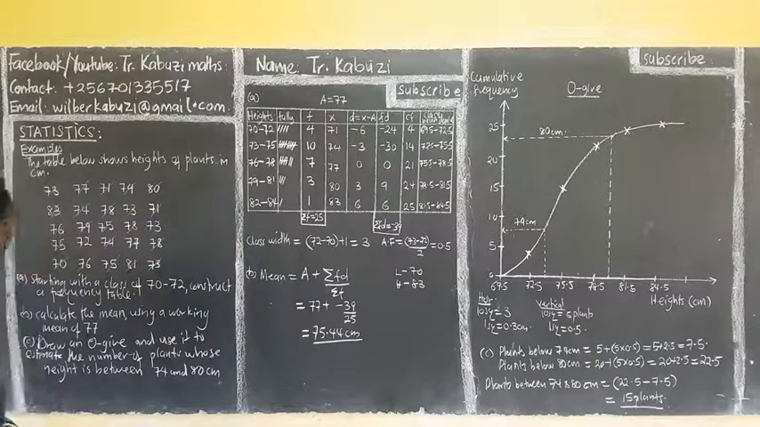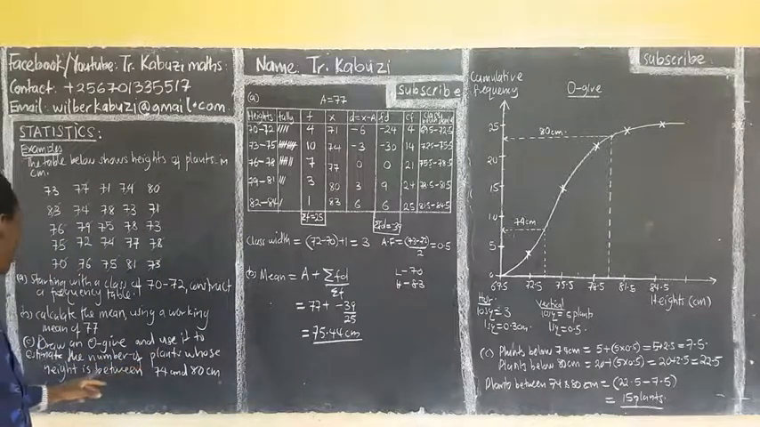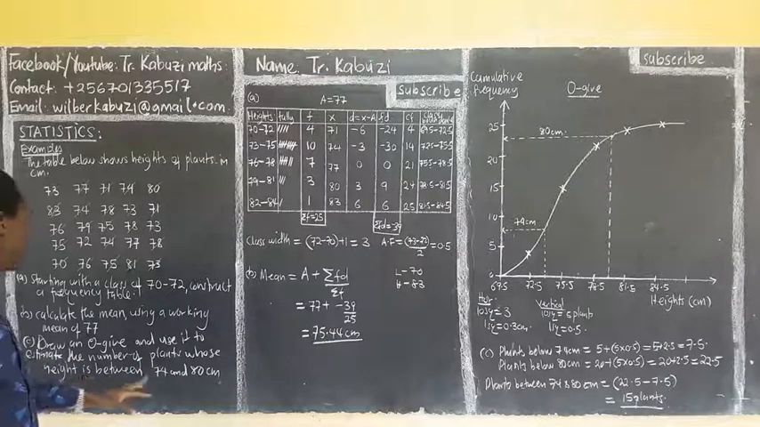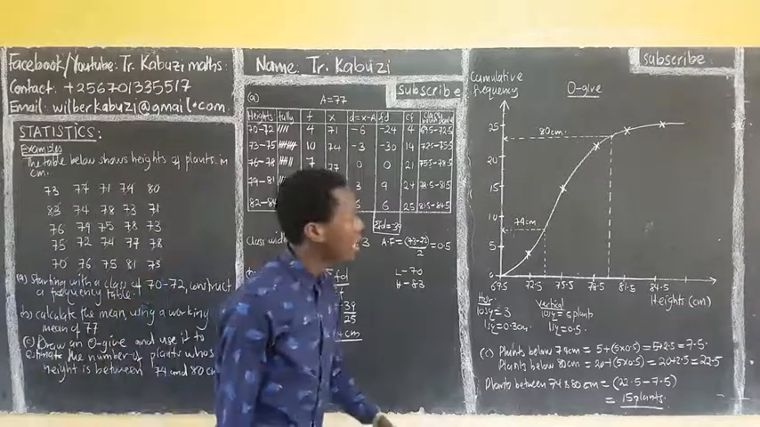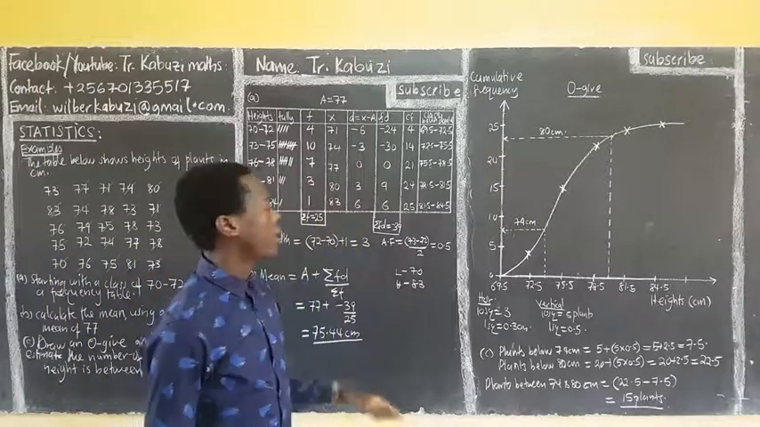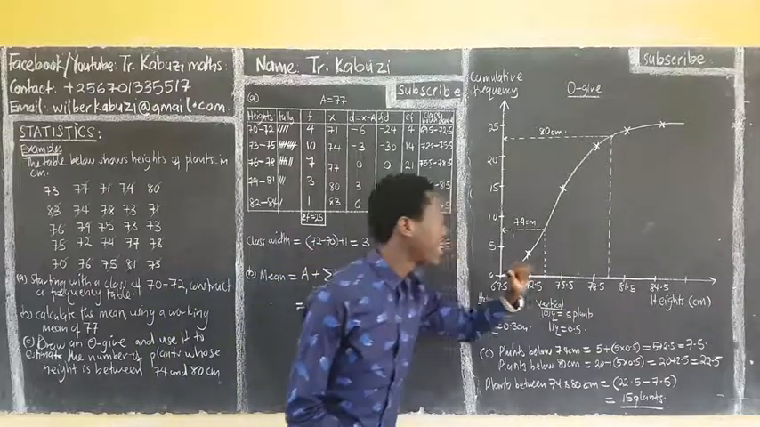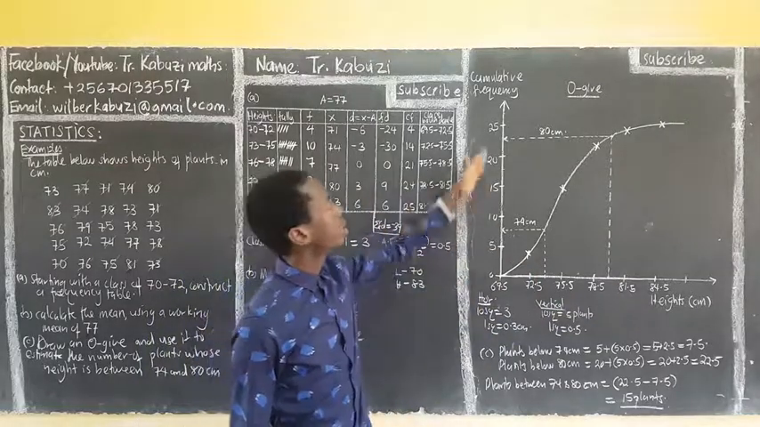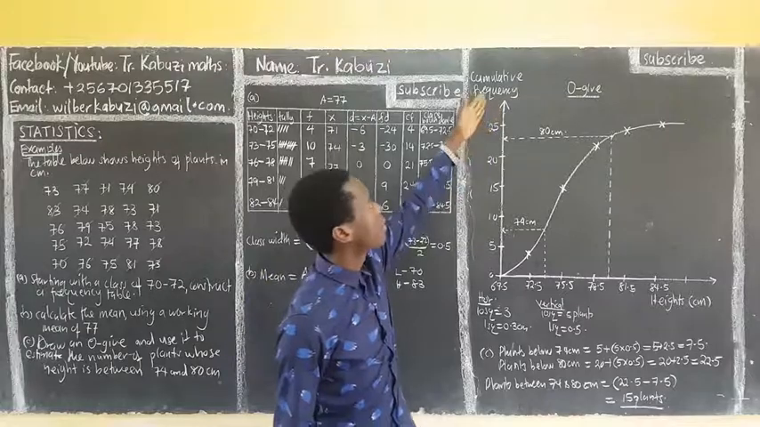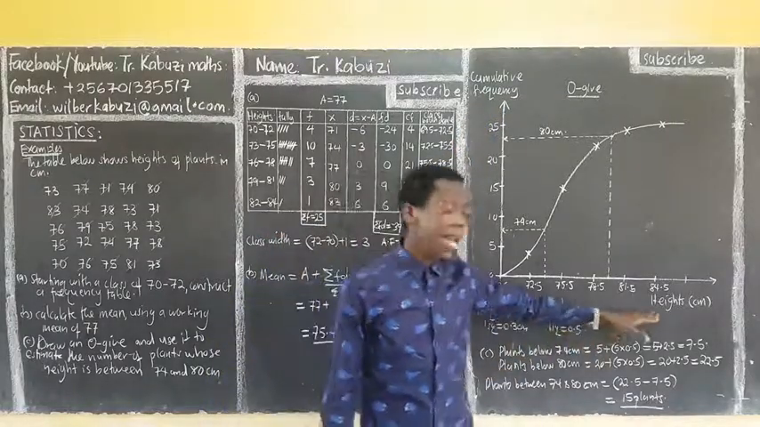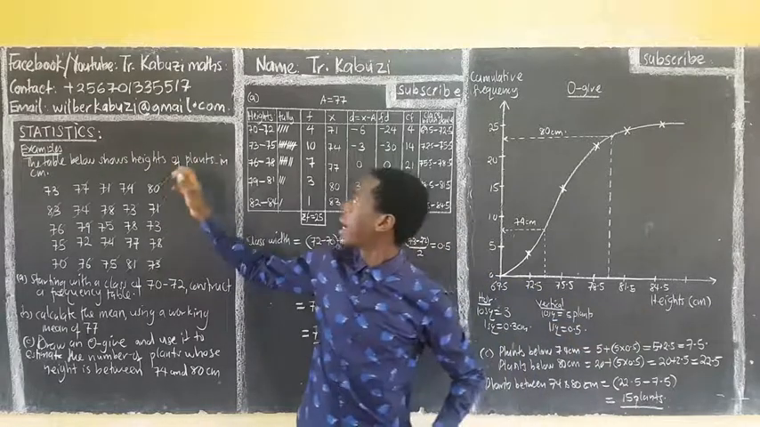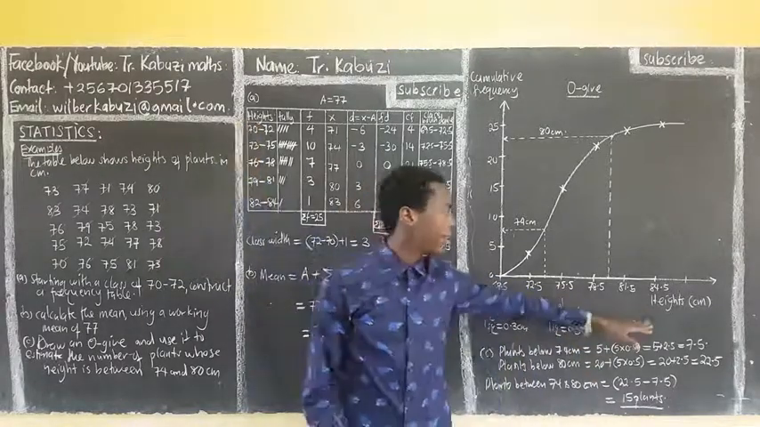So now they are telling us to draw an OGIVE and use it to estimate the number of plants whose height is between 74 and 80 centimeters. So now, to draw an OGIVE, we use the upper class boundaries and then cumulative frequency. So cumulative frequency here, then the heights. The units that we put here are the units given in the question. So they are giving us the heights. That's why I'm having here heights.